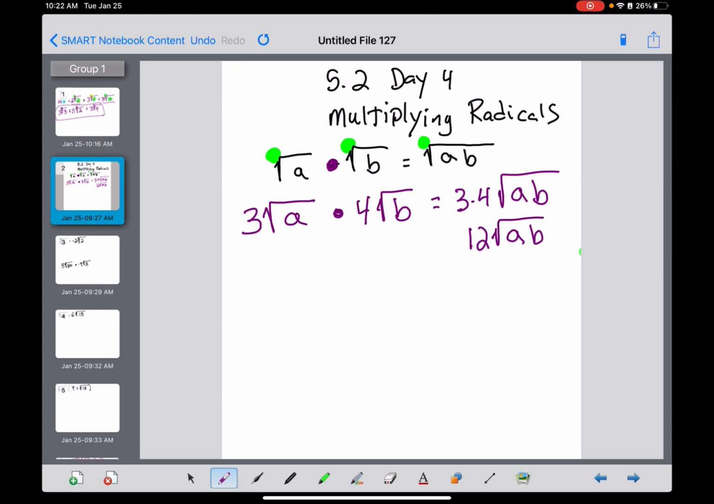Doesn't matter. Whatever A and B is, you're going to multiply them together, whether they're numbers, whether they're variables, whatever they are. And again, the only thing you have to be aware of is that index piece right there. That index needs to be the same in order to multiply radicals together. Okay? So that's kind of our basic rule today. Now we need to apply that rule to different situations.